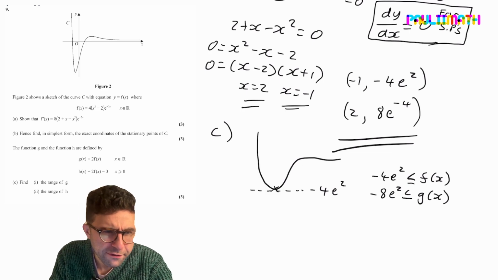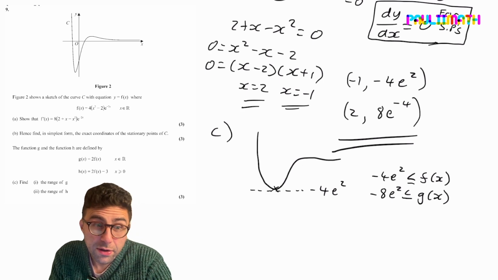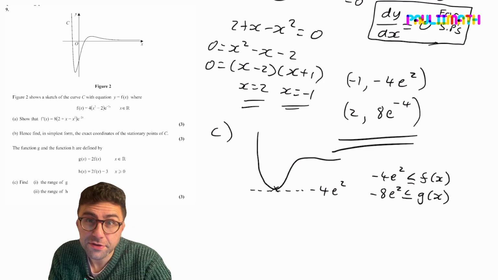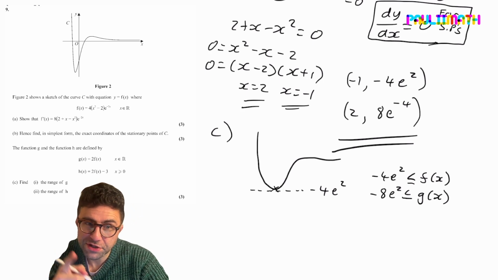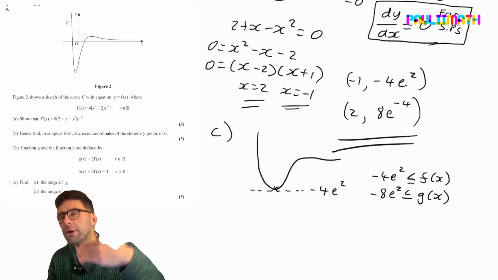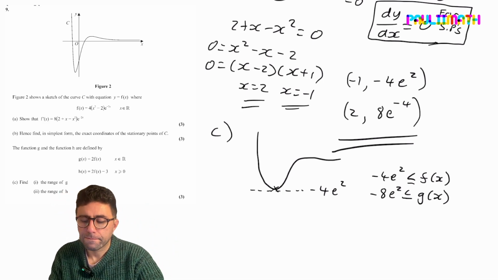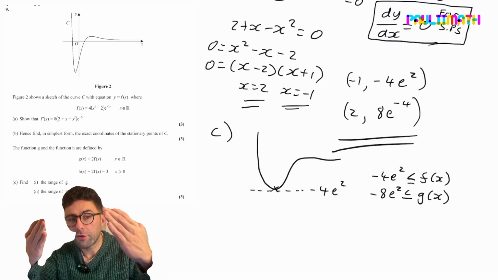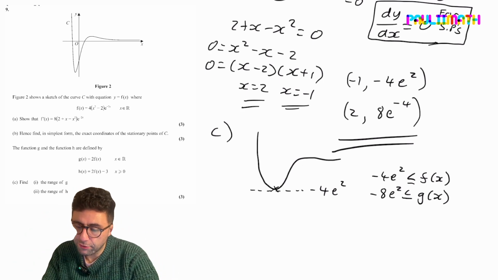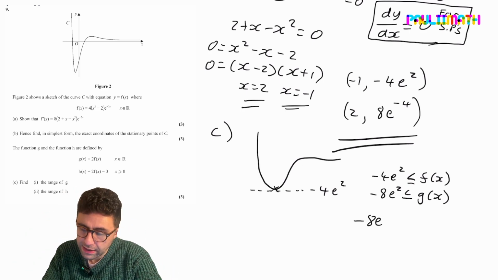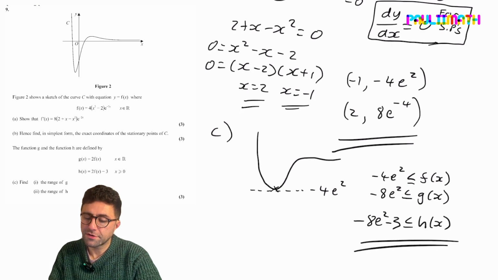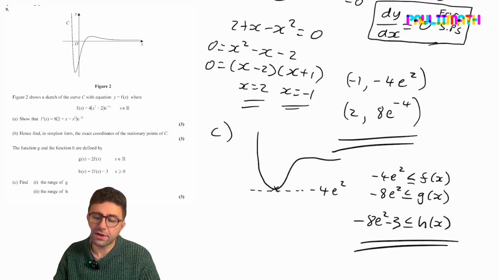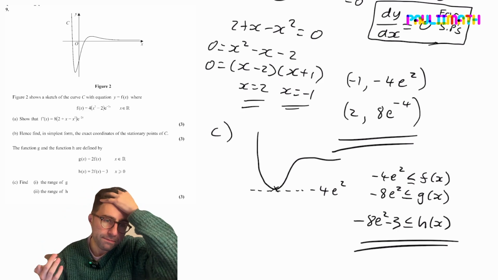Back to the original graph and checking out h of x. It's had the g of x treatment, and it's also got a minus 3. Minus 3 is a transformation outside the brackets. You know it, I know it. Shift it down by 3. So it's your doubly transformed graph, moved down by 3. Minus 8e squared minus 3 is the new coordinate of the low point. So in terms of a range, h of x would have to be bigger than or equal to that.